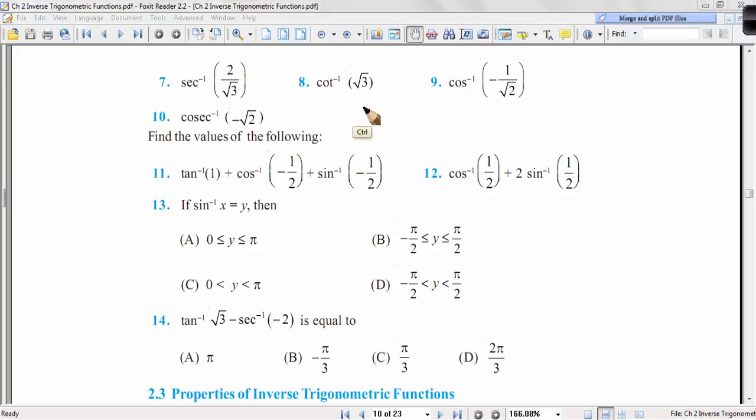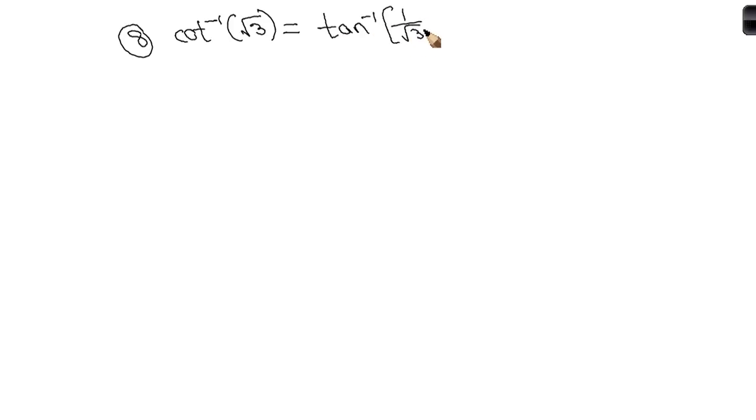Next question, that is question number 8, cot inverse of root 3. The same thing can be written as tan inverse of 1 upon root 3. Tan becomes 1 by root 3 when the angle is pi by 6 again. So this is tan inverse of tan of pi by 6. Tan inverse and tan get cancelled, so the answer is pi by 6.